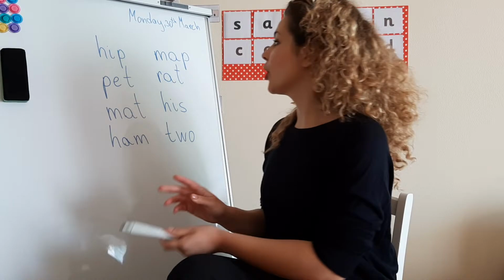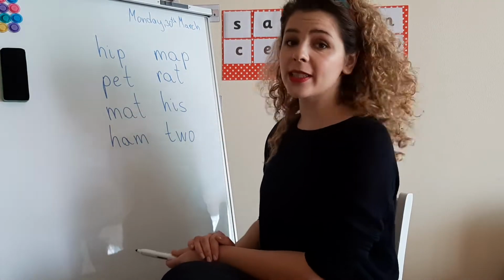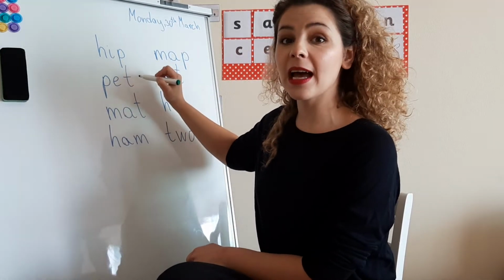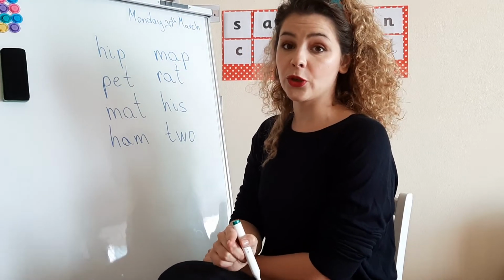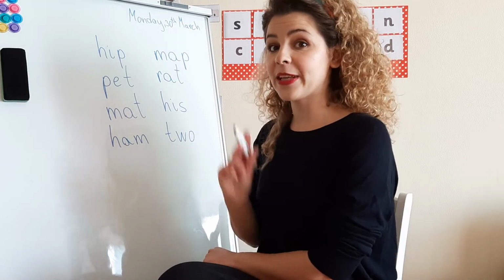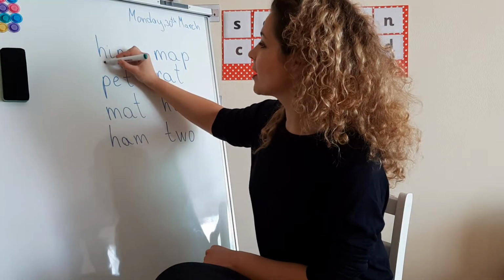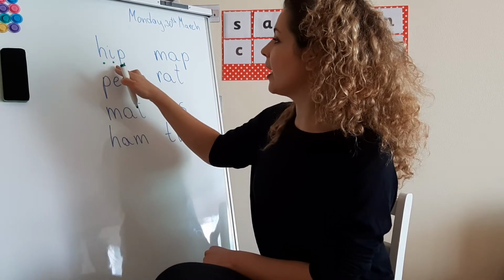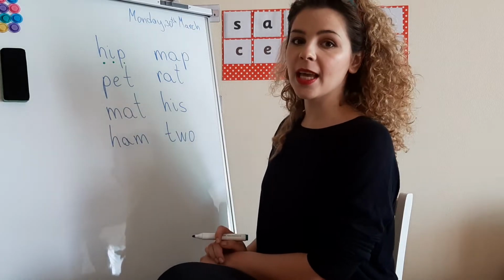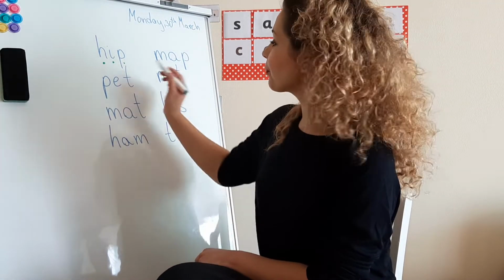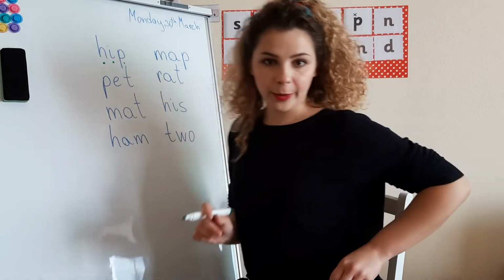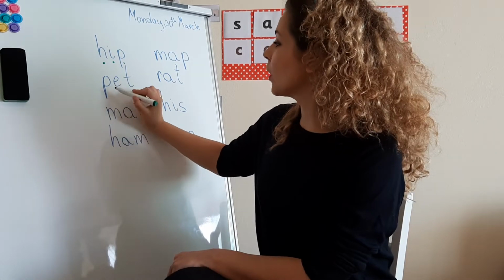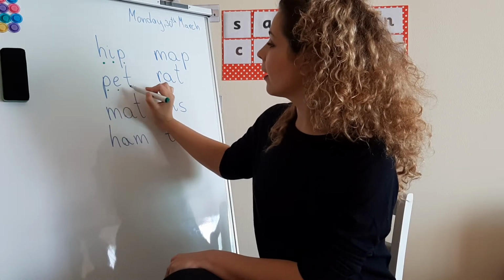Spelling log. Okay, so 8 words this week. So first one is, let me sound it out, and then I'm giving you a second to try to read on your own. Okay, and then I'm telling you what's the word. So the first one is h, i, p. The word is hip. Hip is your body part. Part of your body.